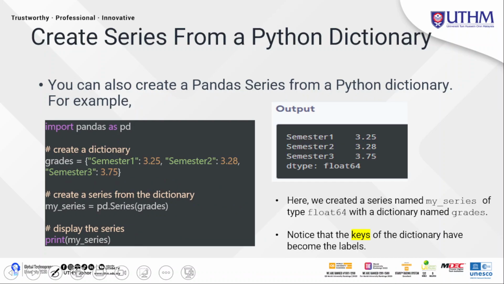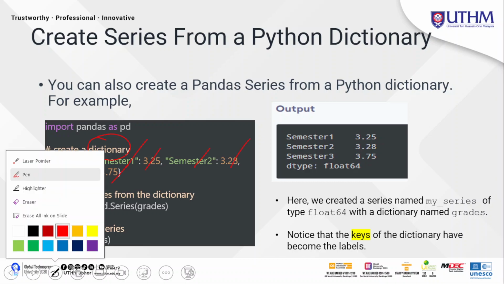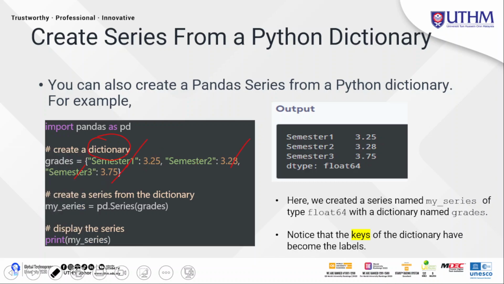You can also create a Pandas series from a Python dictionary. First of all, previously we created the list. Now we're going to create the dictionary. The difference is that a list is just a list of data, while a dictionary actually comes with the index together. For example, you can see semester 1, semester 2, semester 3, and these are the values, the data: 3.25, 3.75, and then 3.28.